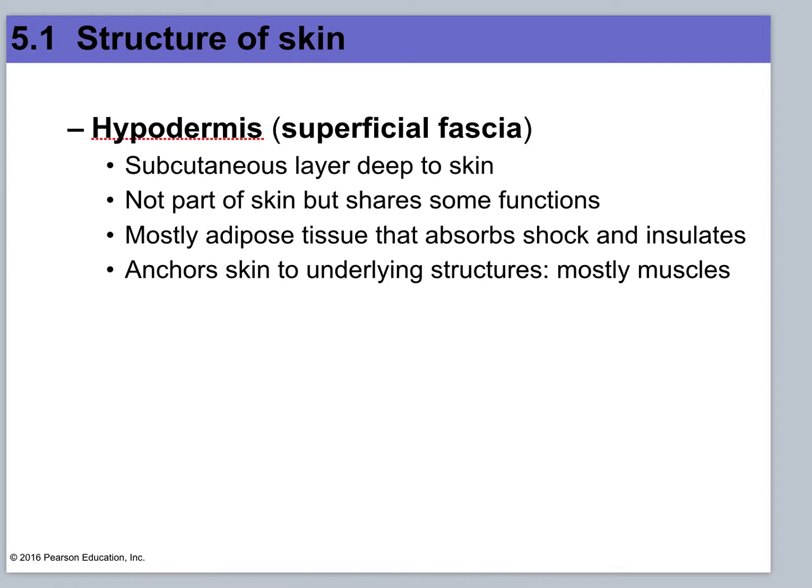Now, below the dermis, there's the hypodermis. Again, hypo means below or inferior to, so hypodermis would be below the dermis. And this is actually not considered a layer of skin. The skin is composed of the dermis and the epidermis. Hypodermis is just a layer of subcutaneous fat that's deep to the dermis. It anchors the underlying structures, mostly muscles.